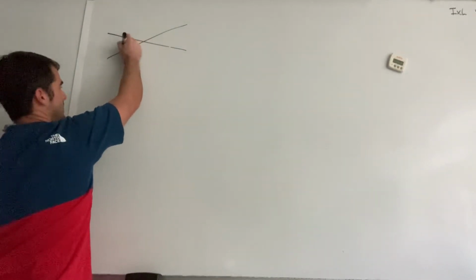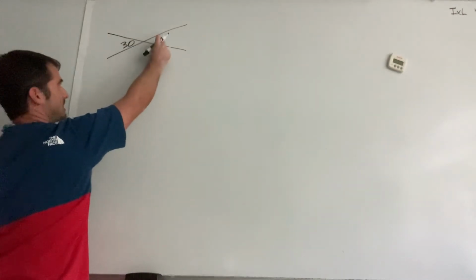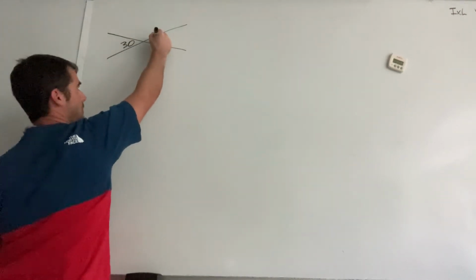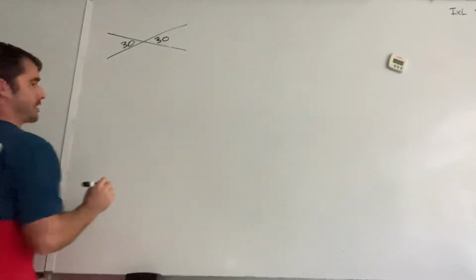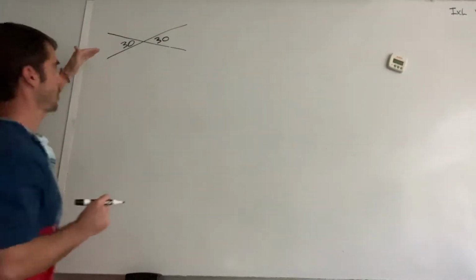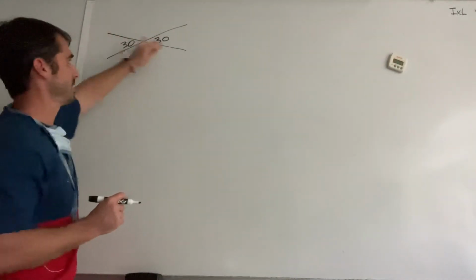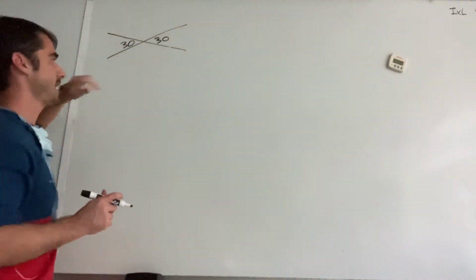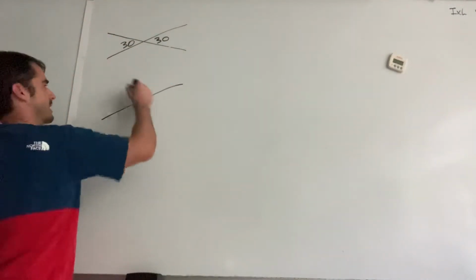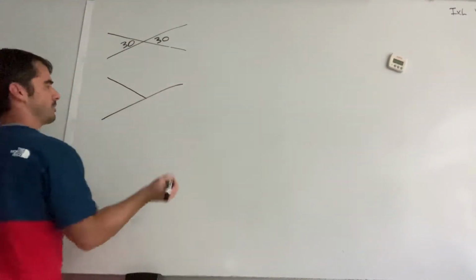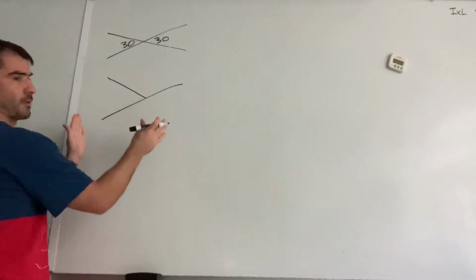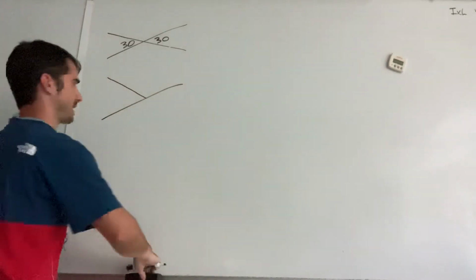if I, for instance, say this is 30, the opposite side will also equal 30. They will be equal to each other. And again, vertical angles are formed when two straight lines cross each other. They can't just connect. So for instance, those don't cross. So those are not vertical. So I cannot form vertical angles out of those.